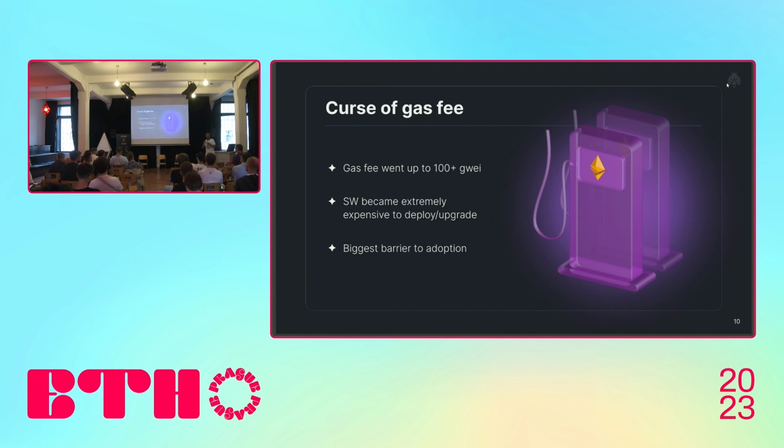Gas went north of 100 gwei, it meant getting a smart wallet was so expensive, you paid a minimum of $50 and up to $200. And when I can get an EOA for free, why the hell would I want to touch your smart wallet and do account abstraction? It meant account abstraction was not going to happen on mainnet.